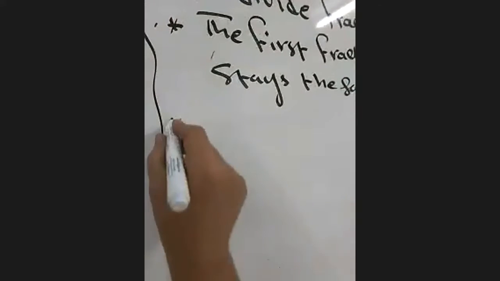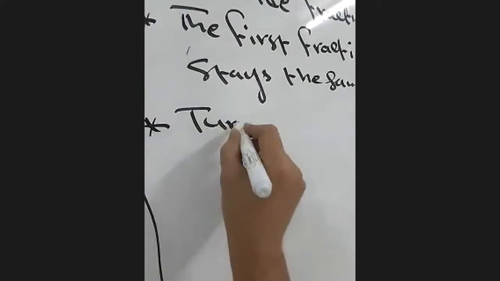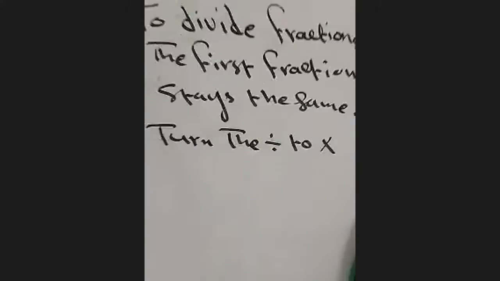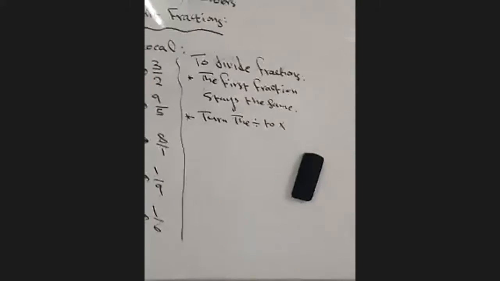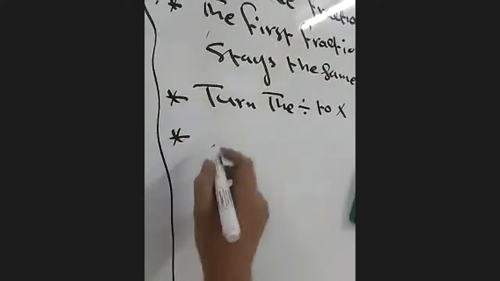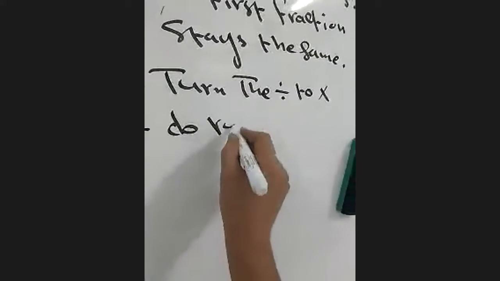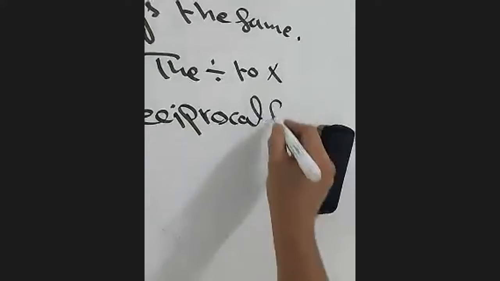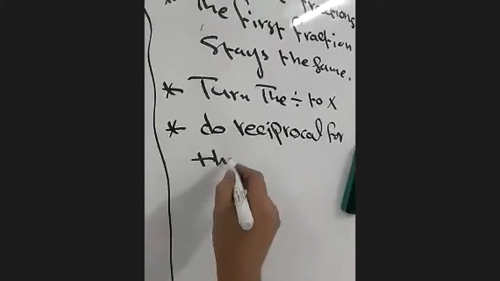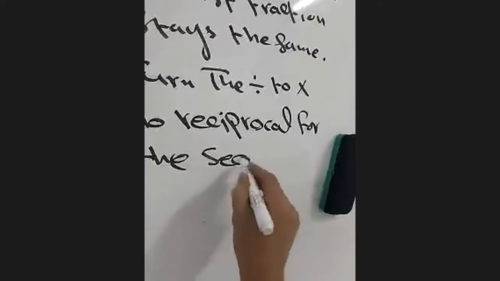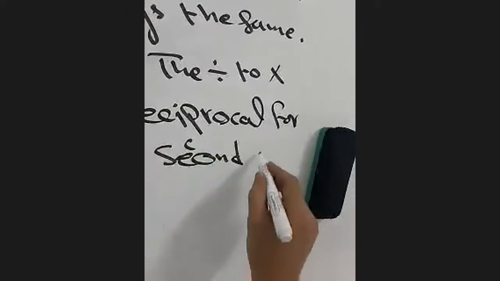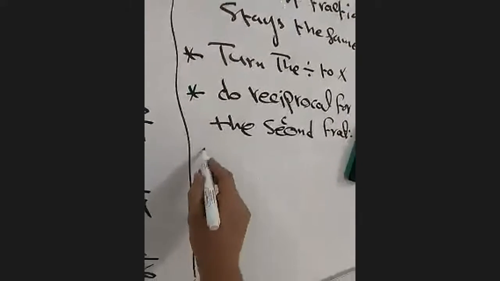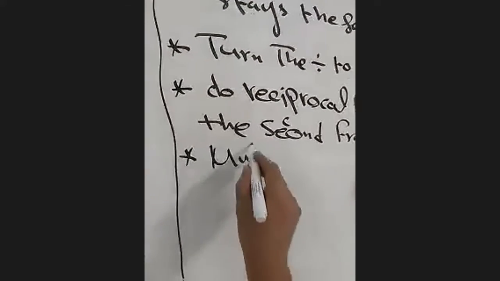The division, turn the division to multiplication. The third step, do reciprocal for the second fraction. And the fourth step, multiply normally.